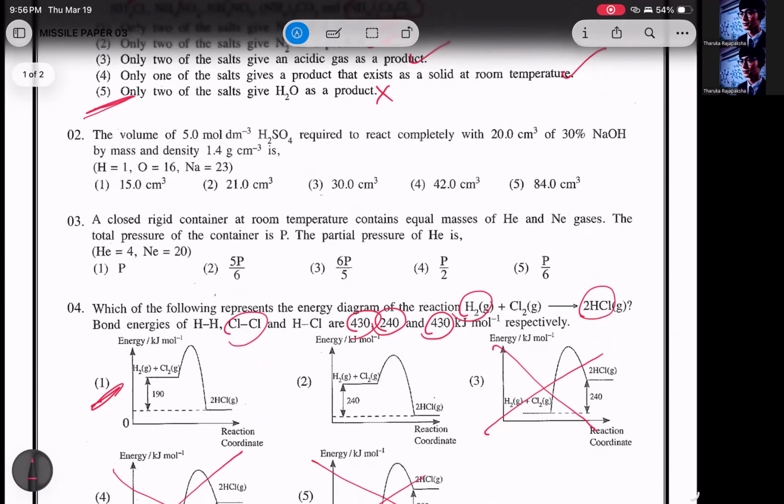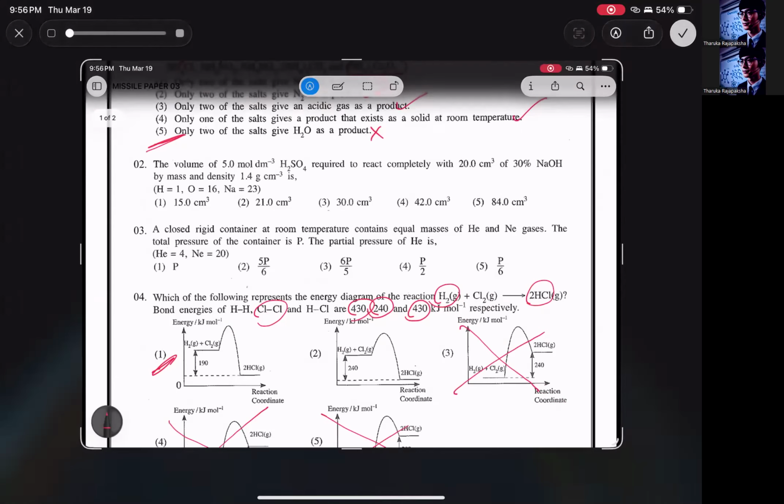So I'll go for the calculation questions now. Not much hard actually.